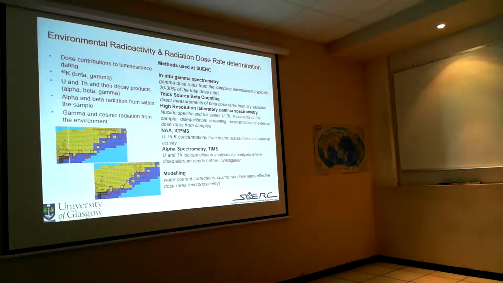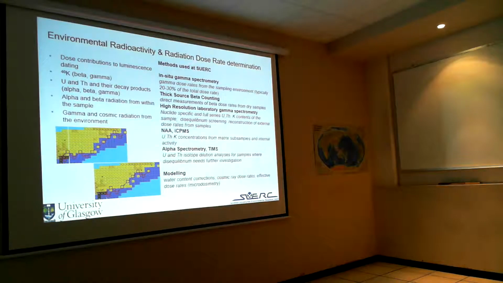What about the dose rates? Well, the sources of contribution to how fast the clock is running are the natural primordial nuclides, potassium-40, and a little bit of contribution from rubidium-87, the uranium and thorium decay series, and their products. So we have beta and gamma radiation, and from the natural decay series, alpha, beta, and gamma. And we also have cosmic radiation from the deposition environment. The short range alpha and beta radiation comes from within the dating sample, and the gamma and cosmic come from within the environment.